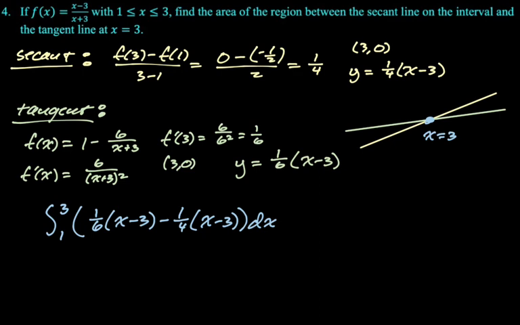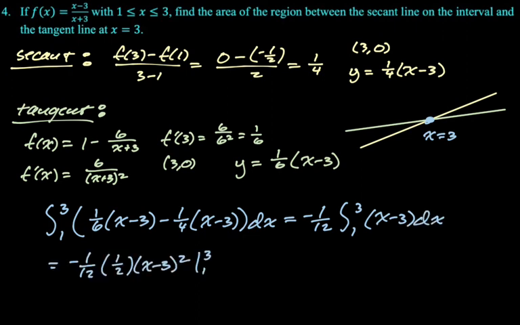So we're going from 1 to 3, the tangent line minus the secant line. You can combine some things here to clean this up. Negative 1/12, integral from 1 to 3 of just x minus 3. So I integrated that. I get negative 1/12 times 1/2 times (x minus 3) squared from 1 to 3. Fundamental theorem, plug in 3, you get 0, plug in 1, you get negative 4, or well, you get 4, 0 minus 4. And that gives us 1/6. That's the entire problem set. I hope this was helpful, and good luck.